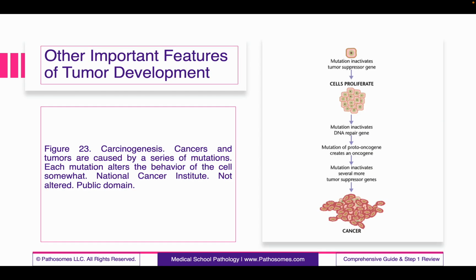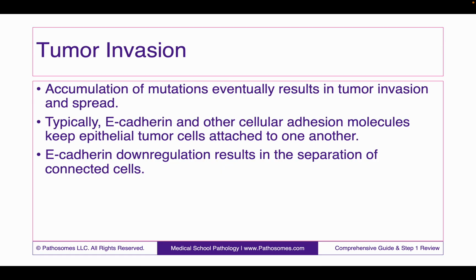Here again, we're showing the progression from a normal cell that had an inactivated tumor suppressor gene, eventually leading to cancer. With regards to tumor invasion, accumulation of mutations eventually results in tumor invasion and spread.